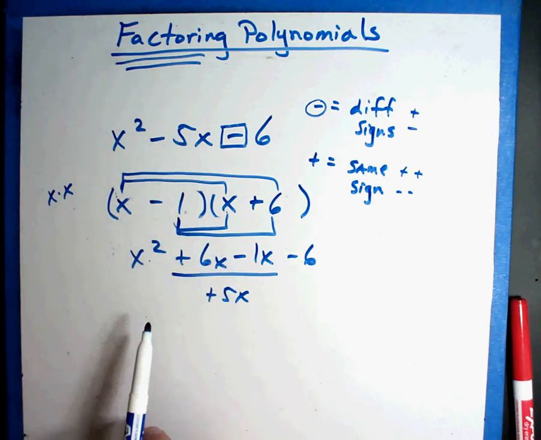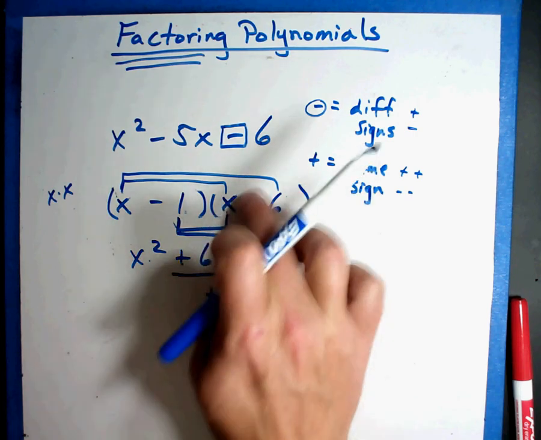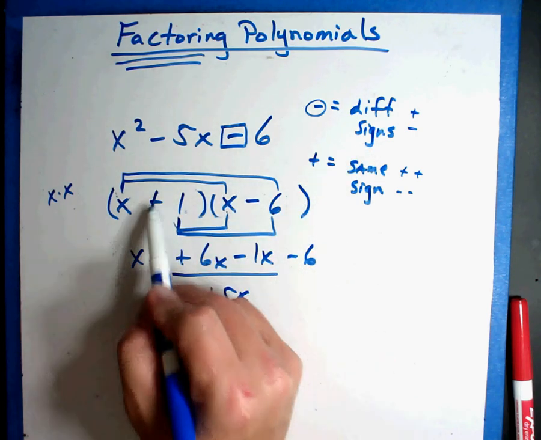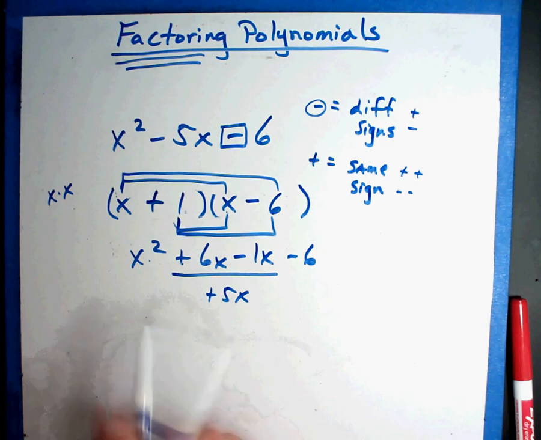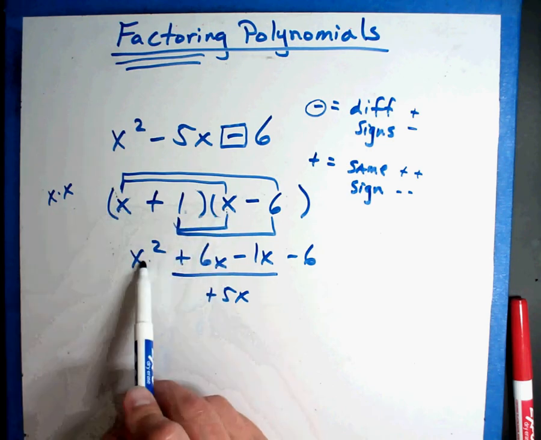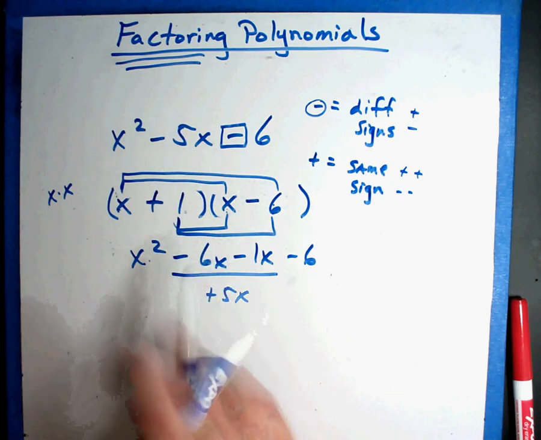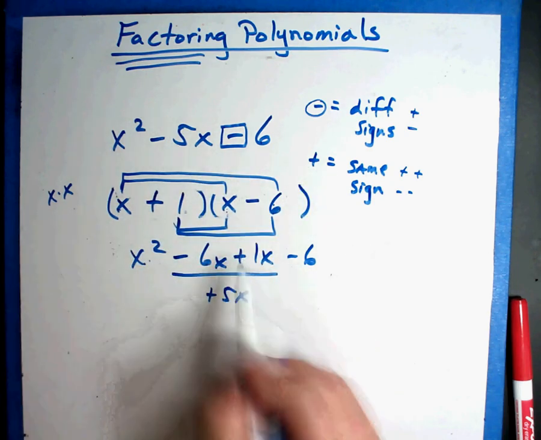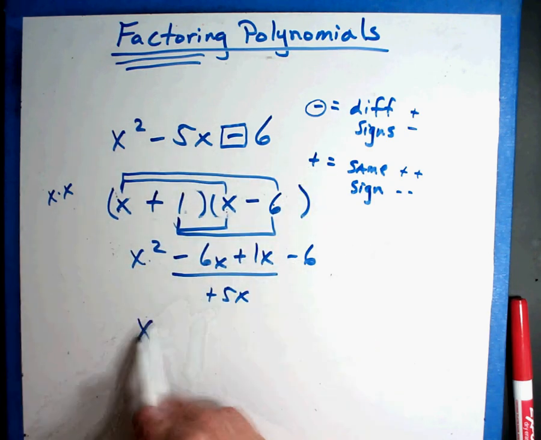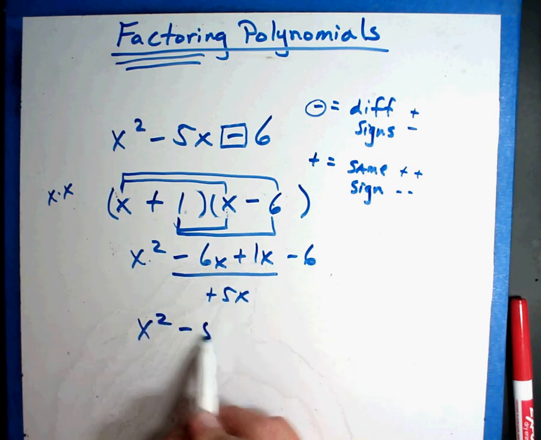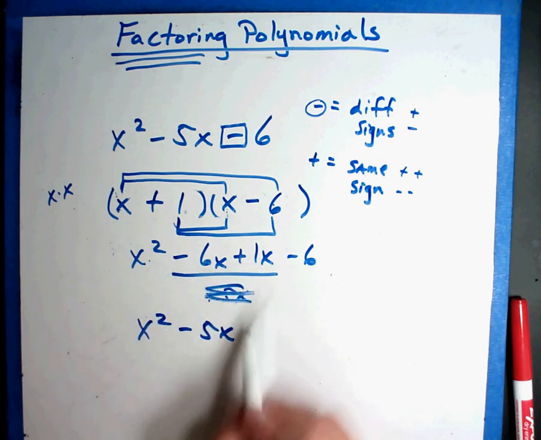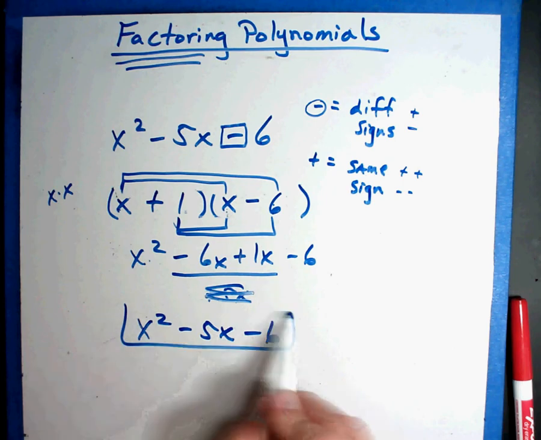How do I fix that? Oh, I just had the signs in the wrong place. So let's check our work real quick. X and x is x squared. Minus 6x. This is going to fix it. Plus 1x minus 6. So when you put them together, you get x squared minus 5x minus 6. This is how you factor.